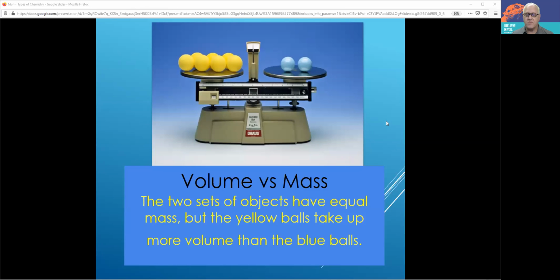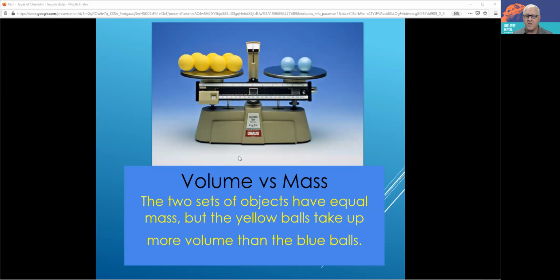So volume versus mass. This is an interesting concept that some people sometimes have a little bit of difficulty with. There's the old joke: what weighs more, a pound of feathers or a pound of gold? Well, in your mind, you might think the pound of feathers, but they both weigh the same. They're both a pound.